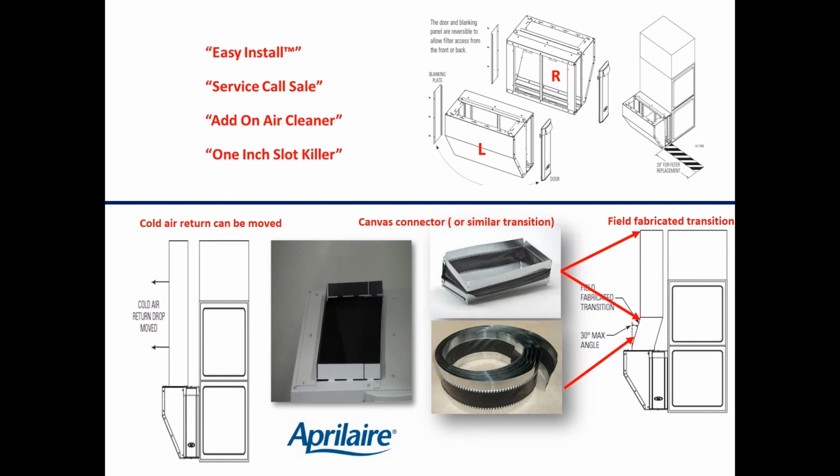Sometimes there's enough wiggle in the return drop that you can just add in a canvas or vinyl connector. Typically these are used for vibration dampening or sound dampening, but they give you a little bit of flexibility to very easily attach that return drop to the top of the air cleaner, again, with minimal modification to the return drop.